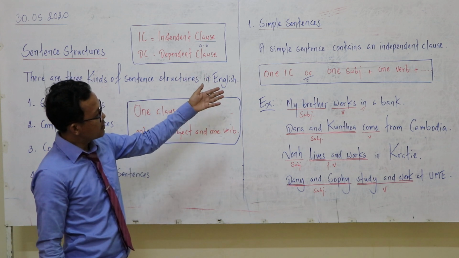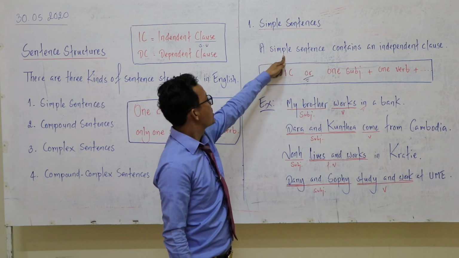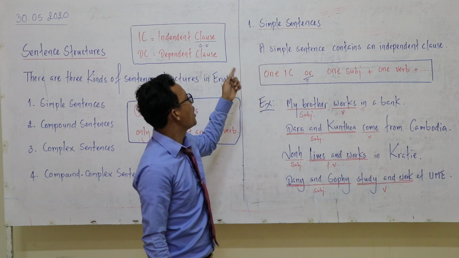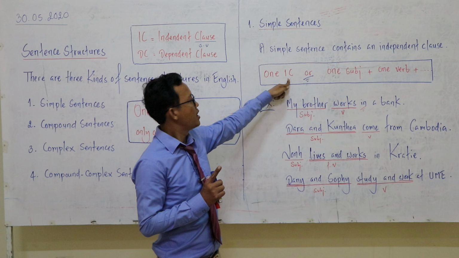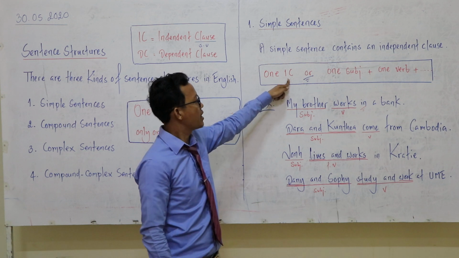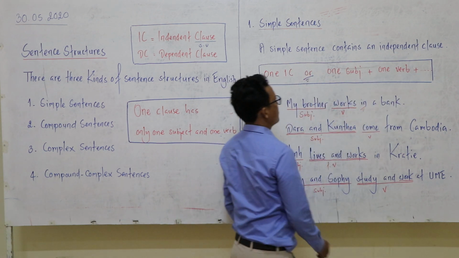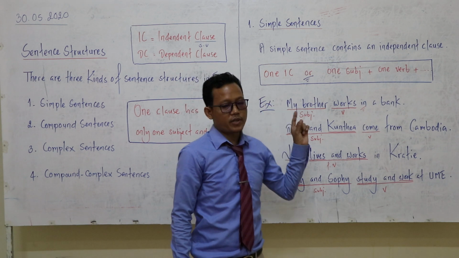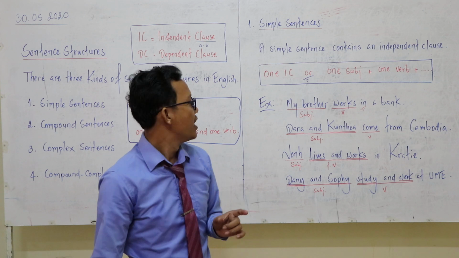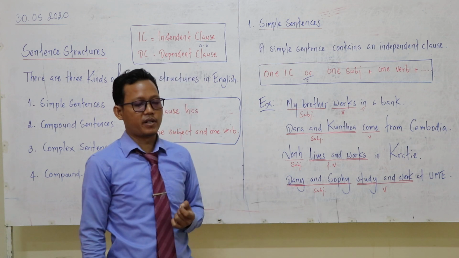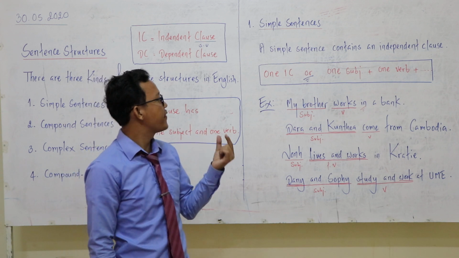So this is a simple sentence, right? Again, a simple sentence refers to only one IC, one independent clause. Or we can say one subject, one verb. But you know, one subject. What is a subject? And how many kinds of subjects are there? I think you can remember, because in semester 1 I told you already, right?